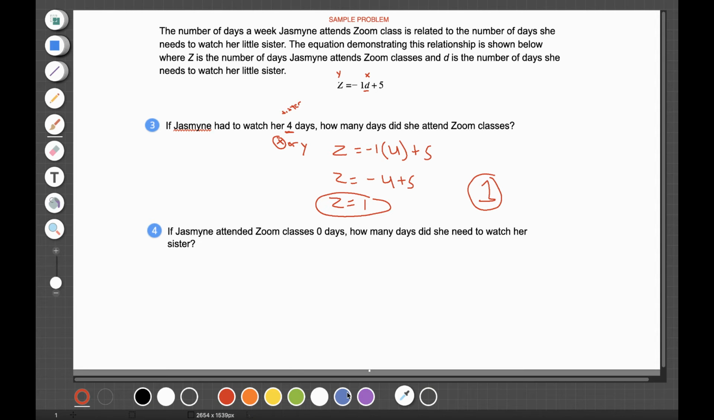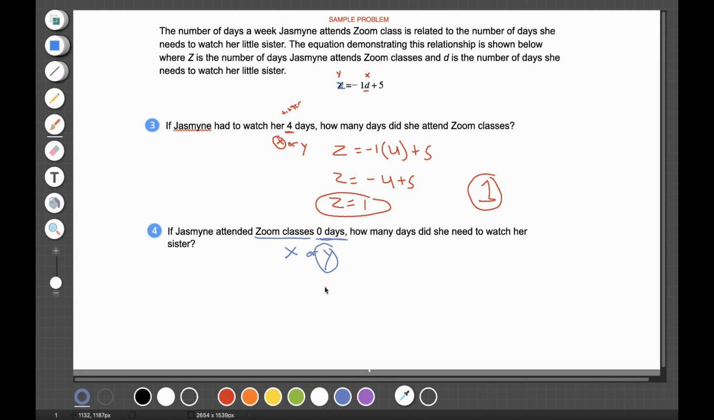Okay, then we do the same exact thing for number 4. So if Jasmine attended Zoom classes 0 days, so now we're talking about Zoom classes, right? 0 days, is that an X or a Y? Well, if we go up to here, the Zoom is talking about the Y, so it's a Y now. And so what we're going to do is plug this 0 in for Y.